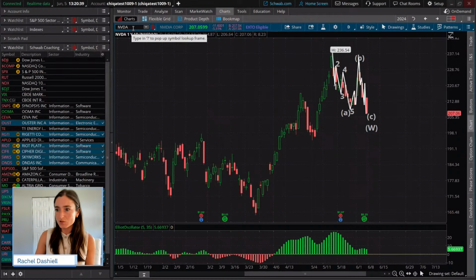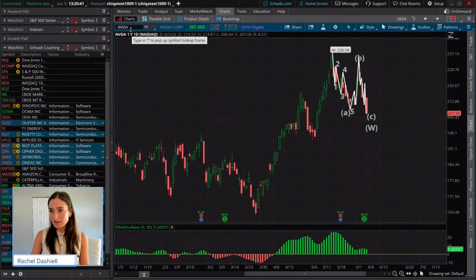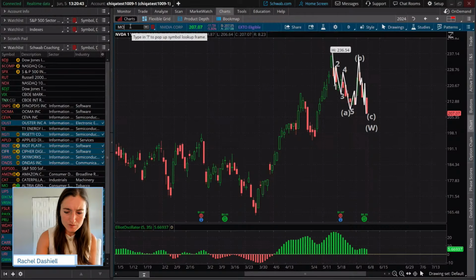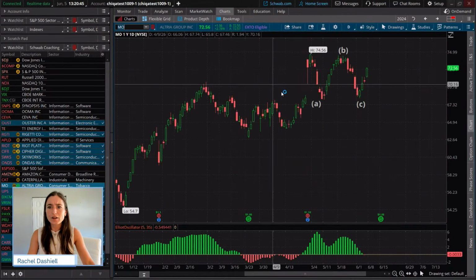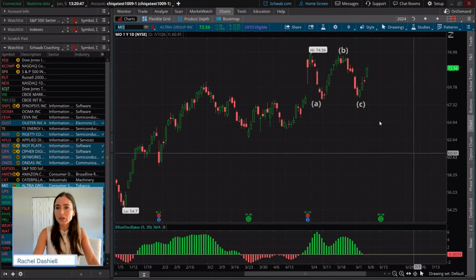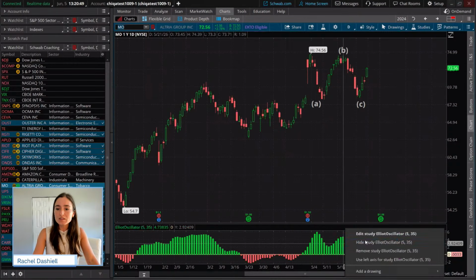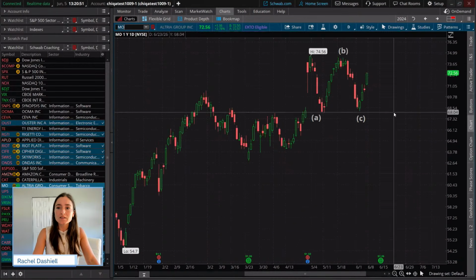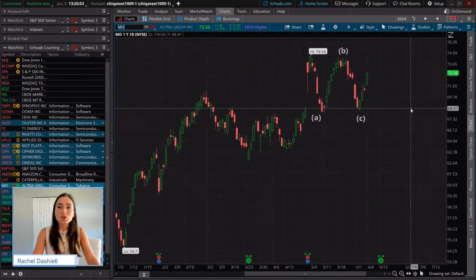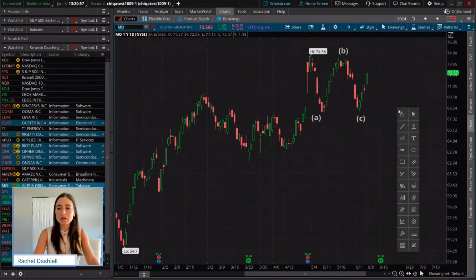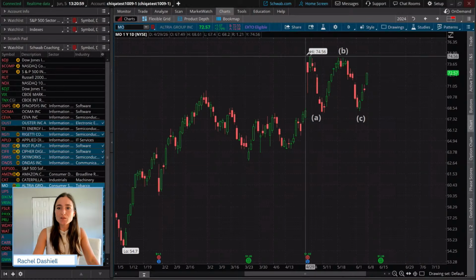these corrective waves here. So we're going to use a flat as an example, and I'm going to use, I think this is Altria Group here. Okay, so what we're using in Altria Group is essentially looking at another corrective wave. And so a flat is essentially just this sideways price action.